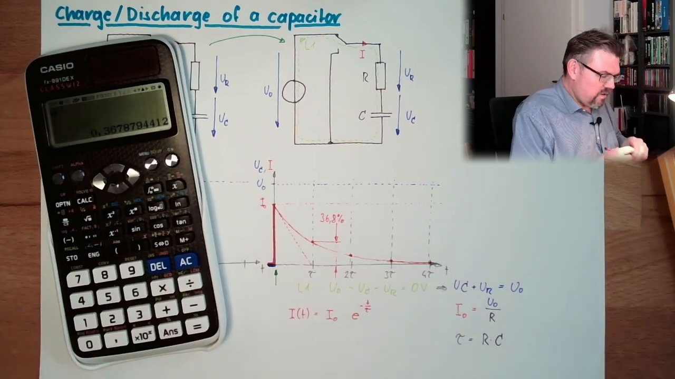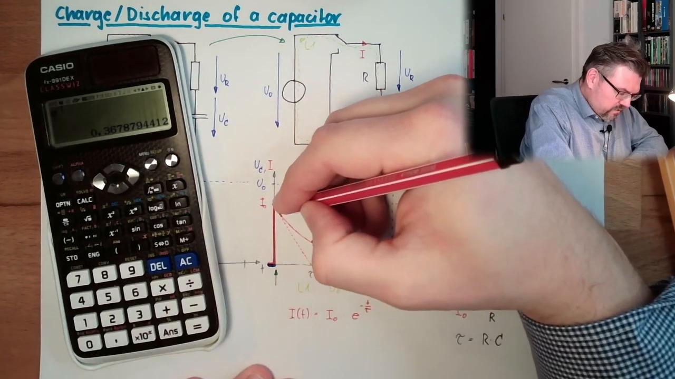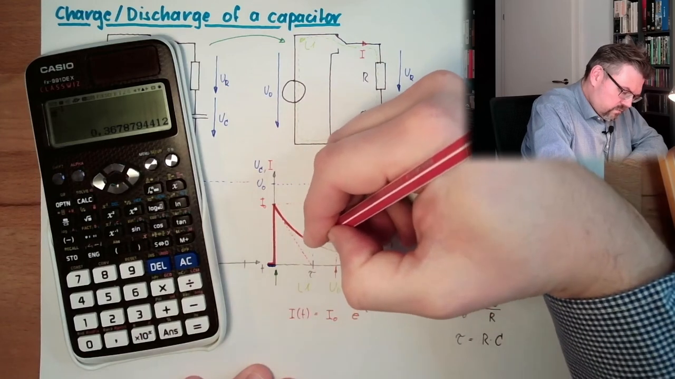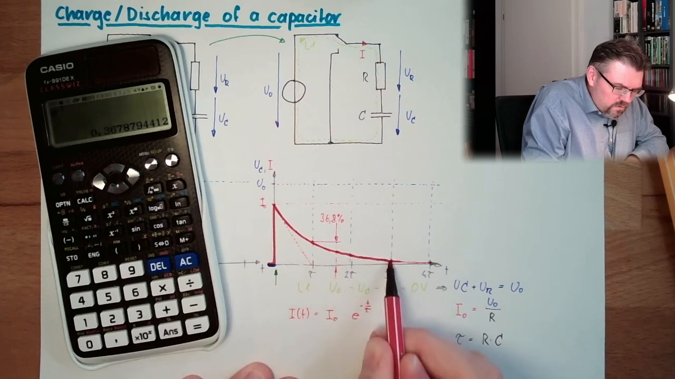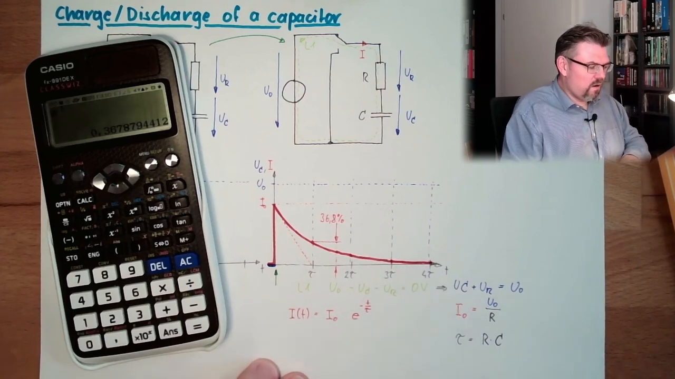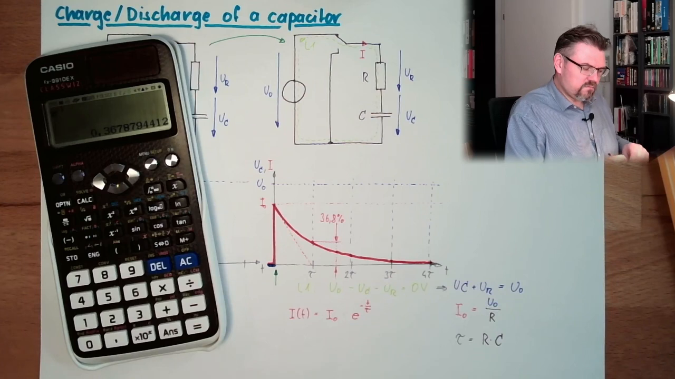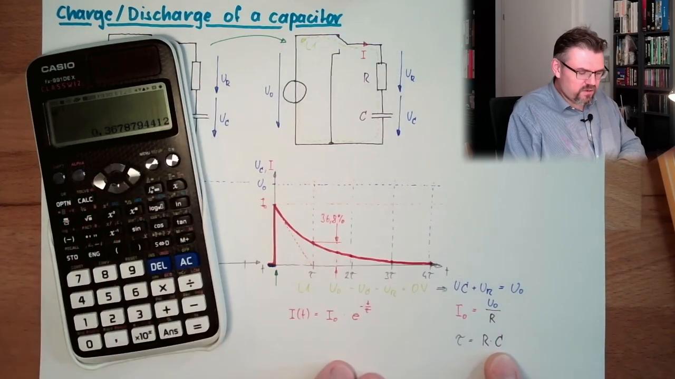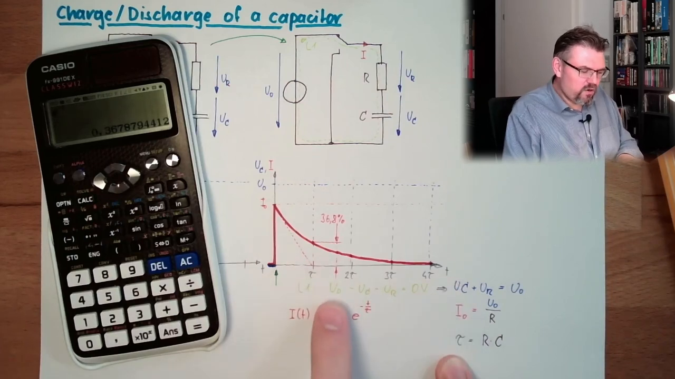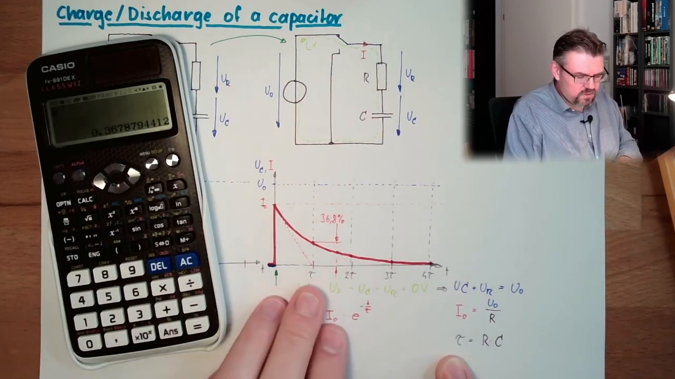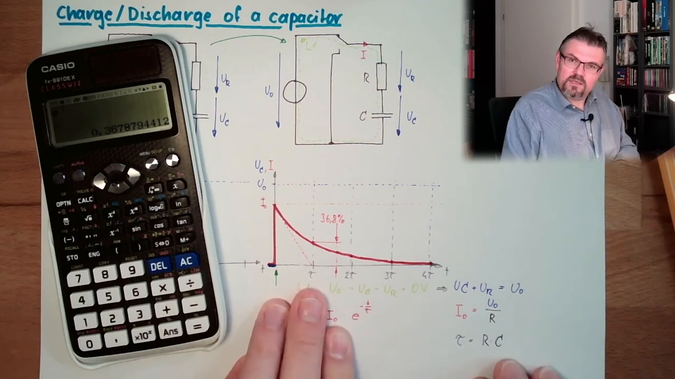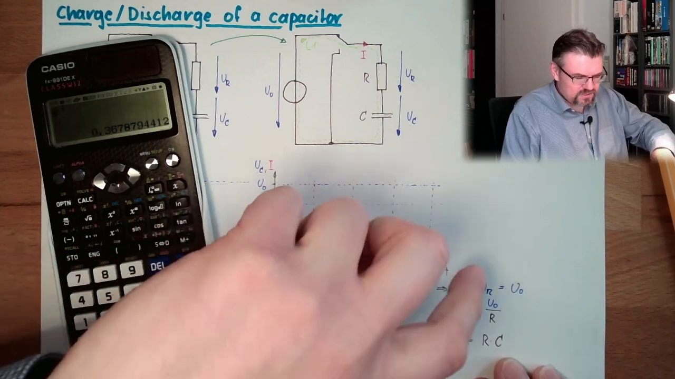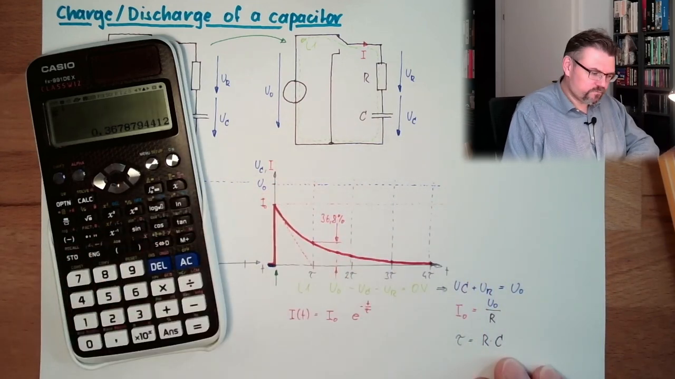This is how the charging current of a capacitor looks like. Depending on R and C, if we have a big capacitor, this tau is long, then this usually takes long. Then it's not 30 milliseconds, it's 300 milliseconds or more. So it's just the scaling, but it will always look the same.